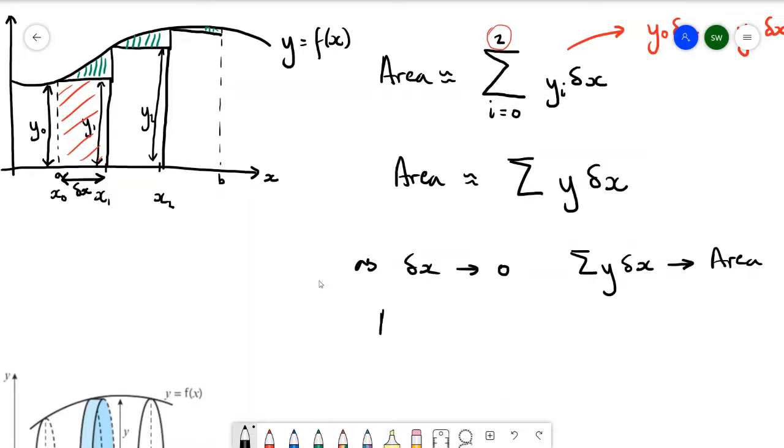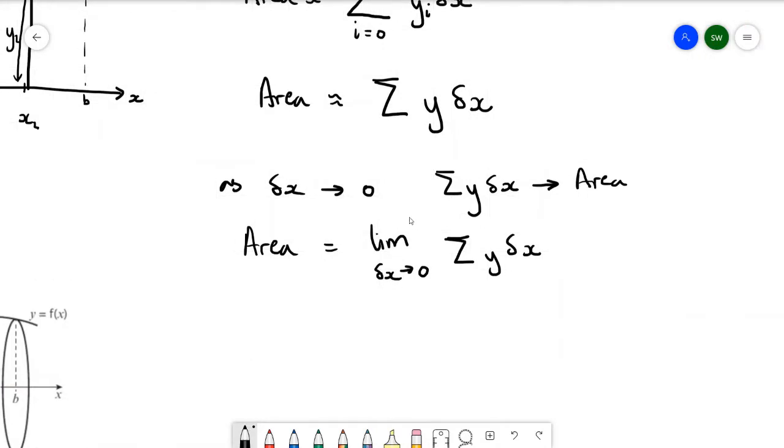Another way of writing this would be to say that the area is equal to the limit as delta x gets closer to 0 of this sum of each of the rectangles. That's how we read that. It's exactly the same notation that you use when you do derivatives from first principles, the limit as h goes to 0 in that case. And in further maths, we need to recognise what this is.